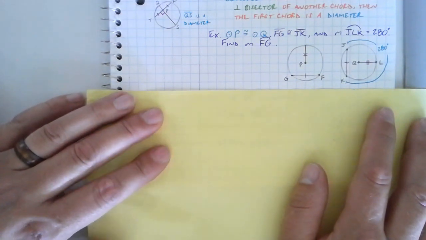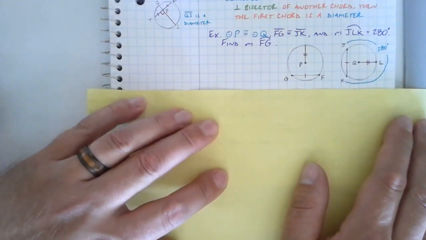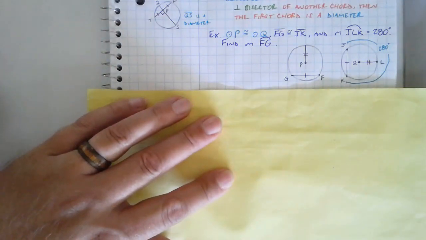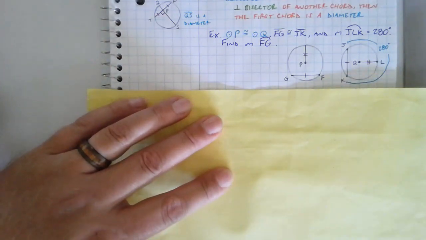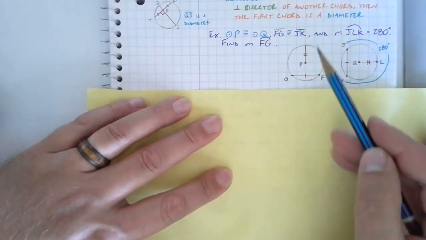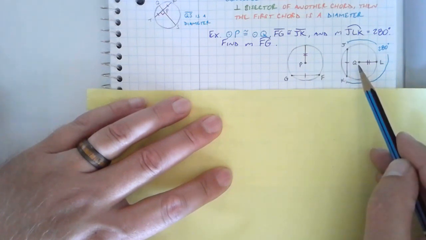Okay, so first off, we're explicitly told that circle P is congruent to circle Q. So I've mentioned this a couple times. I'll keep mentioning it throughout the chapter. Anytime they name a circle, they name it after its center. So circle P, that means P is the center of this circle. Q is the center of this circle.